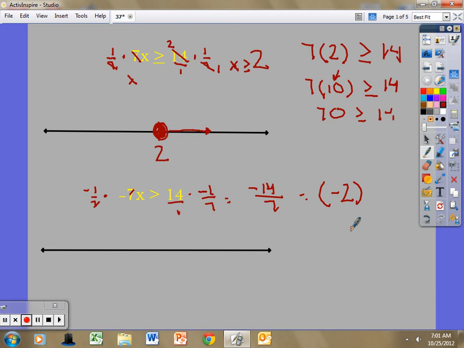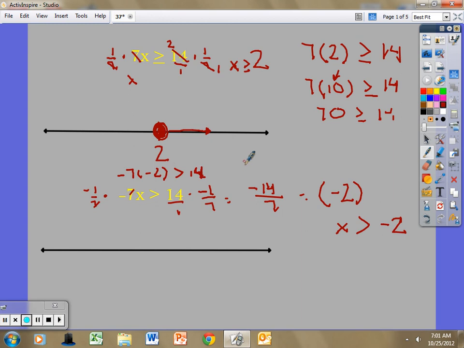So now I would say, hey, if I left it as x is greater than negative 2, let's think about what that means. It means if I substitute in negative 2 into this inequality, it'll make this inequality true. So let's say I put negative 2 in there. Negative 7 times negative 2 is greater than 14. Well, negative 7 times negative 2 gives me 14. Is 14 greater than 14? No, it's not. It's equal to.